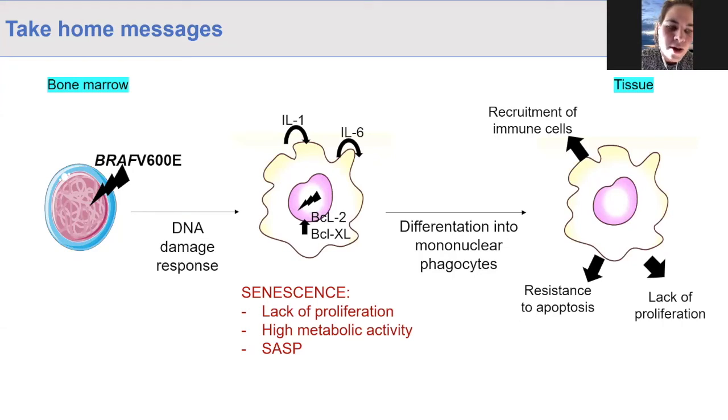So we believe that eradicating the SASP through mTOR inhibition, or eradicating senescent cells through senolytics, can be an alternative treatment in LCH patients.